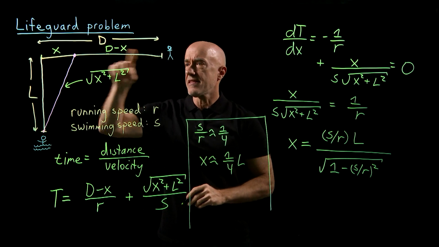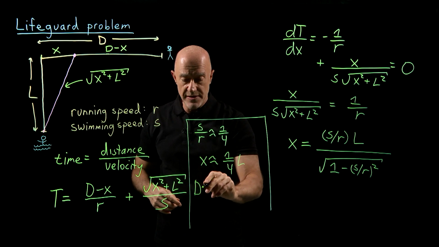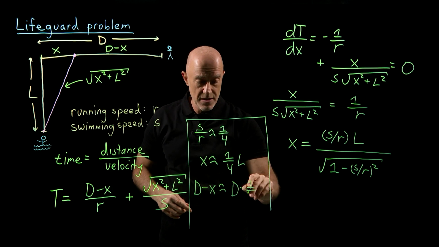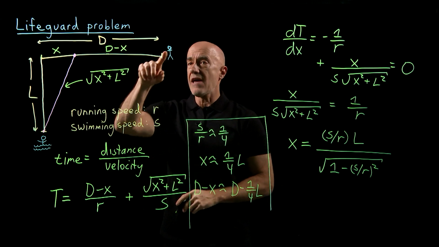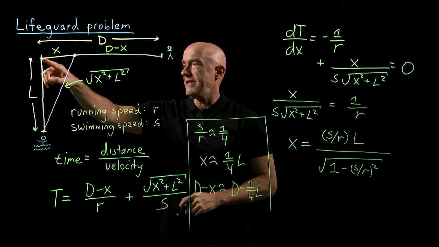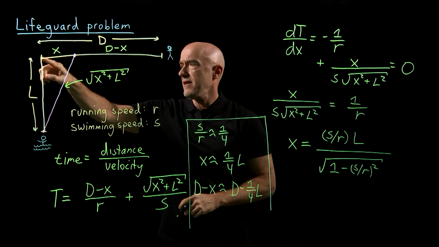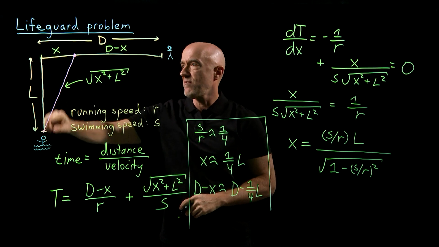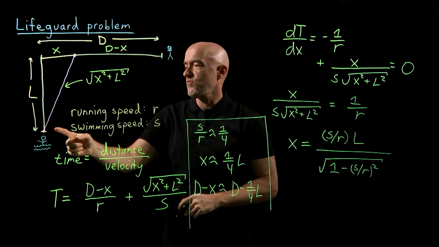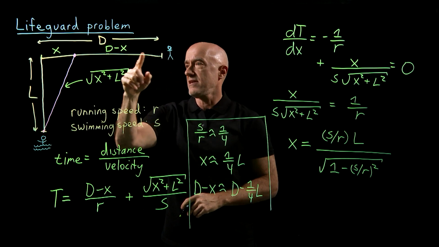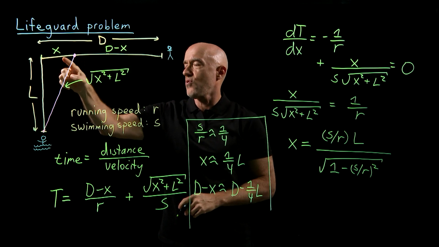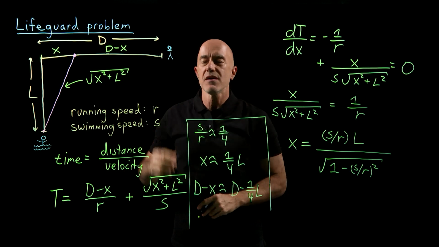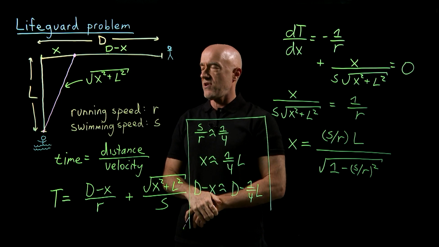So that the distance that the lifeguard has to run, our D minus x, is about D minus 1/4 L. So the lifeguard has to run the distance, not quite D, but the distance D subtracted from that 1/4 of the distance of the swimmer from the shore. So the lifeguard looks where the swimmer is and then runs a distance so that he still has about 1/4 of this distance left before he enters the water. Maybe a useful heuristic for the lifeguard.